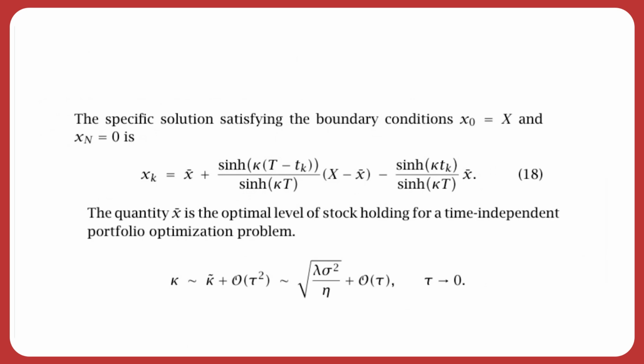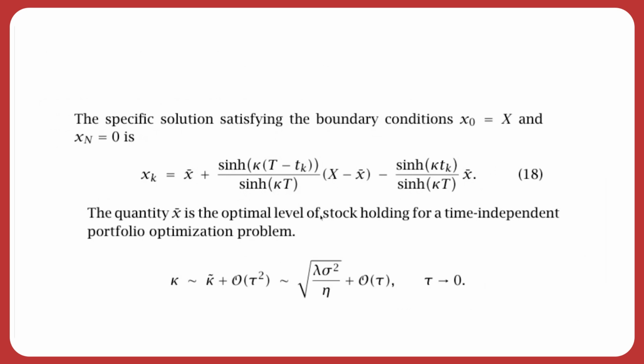So let's say we have 1,000 in our portfolio and we want to go to 0, then this X bar is actually 0. So usually when we get a full liquidation and we set this to 0, this term will become 0 and this will become 0 as well. So in fact, we end up simply with this one here: sinh(kappa (T minus t_k)) divided by sinh(kappa T), times X.